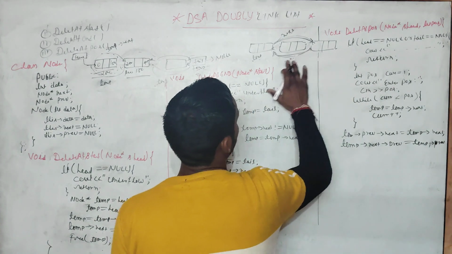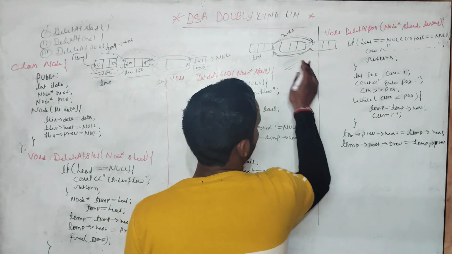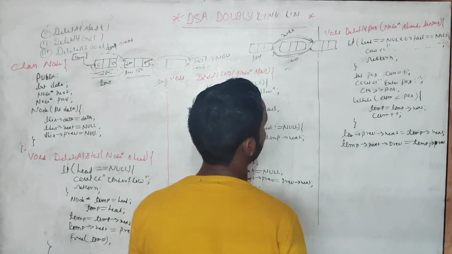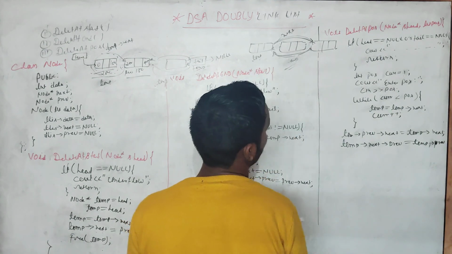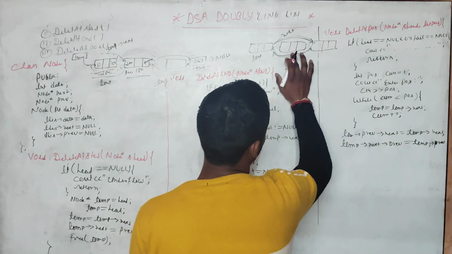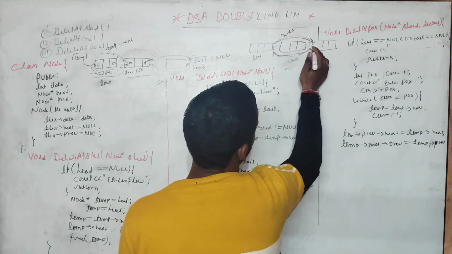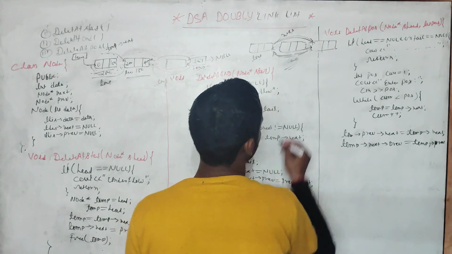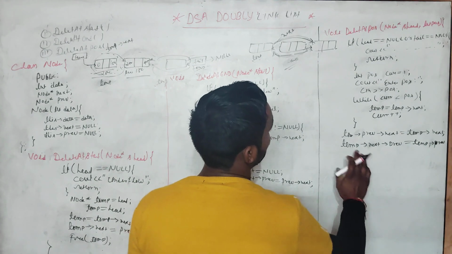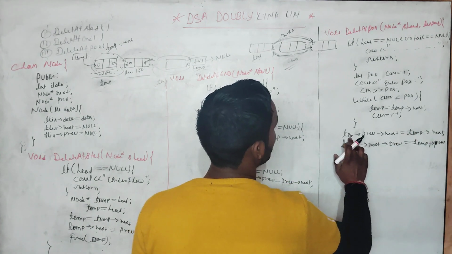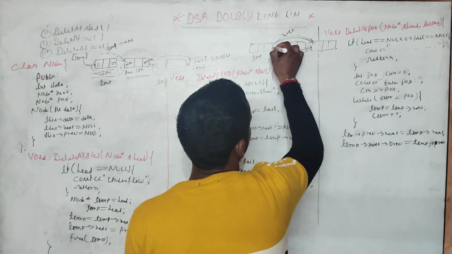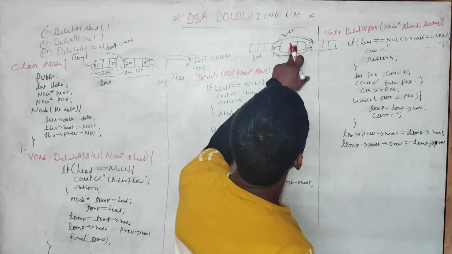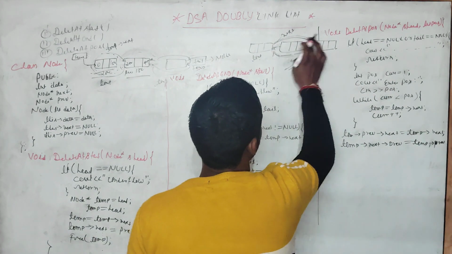What will be happening here? Suppose this is the temp pointer. I want to delete this node. This will be temp. Temp of next, this pointer, will denote the previous node. Then temp of previous of next is equal to temp of next. This node will denote this.